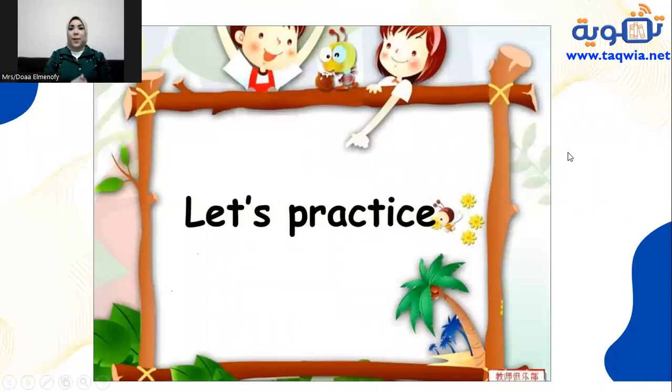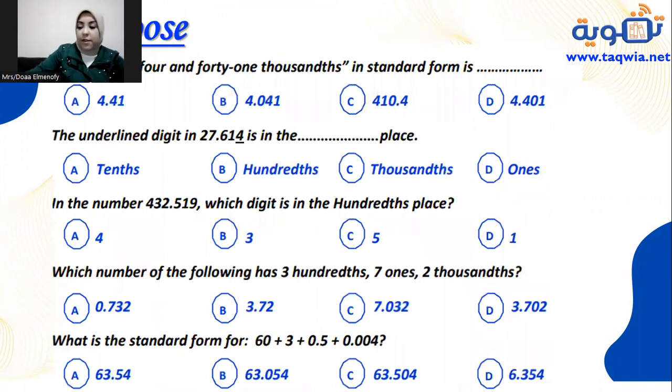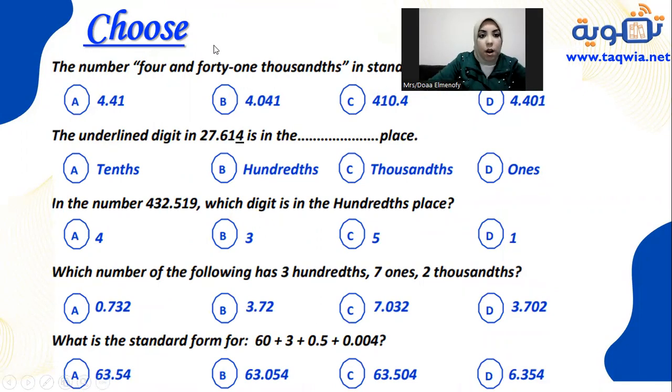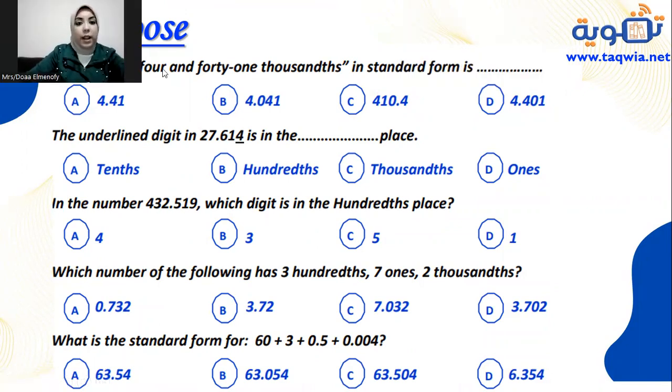Okay, and now let's practice, guys, and solve more questions. First, we have the number 4 and 41 thousandths. How can we write it in standard form? We have 4, so we write 4, then the decimal point, then 41. So we write it like this, 4 and 41.